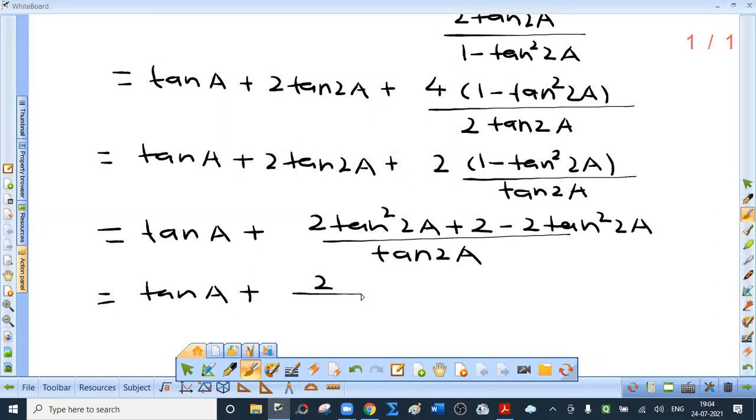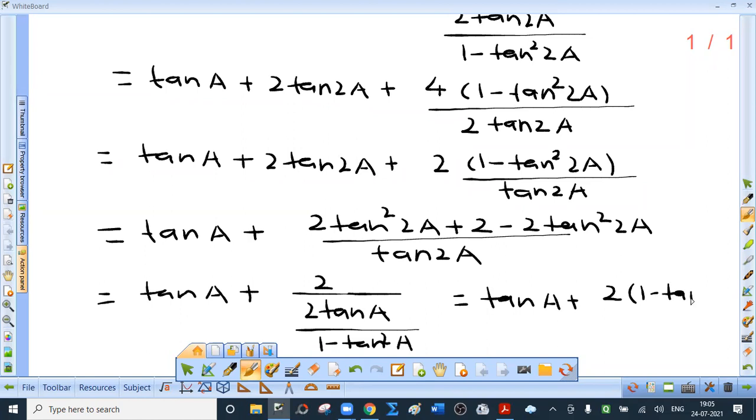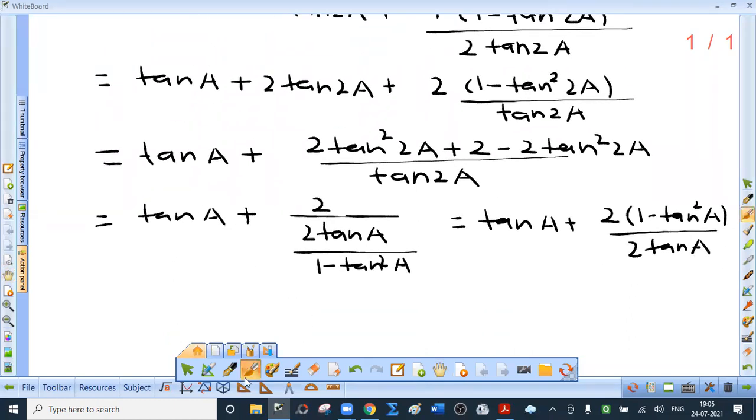upon, now I will omit one step. I will directly write what is tan 2A in the denominator, 2 tan A upon 1 minus tan square A. Okay, so this is tan A plus 2 into 1 minus tan square A upon 2 tan A. So this is tan A plus 1 minus tan square A upon tan A.